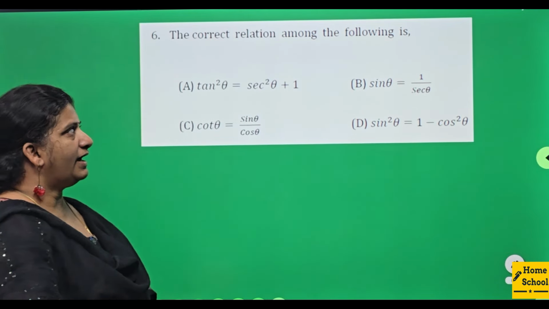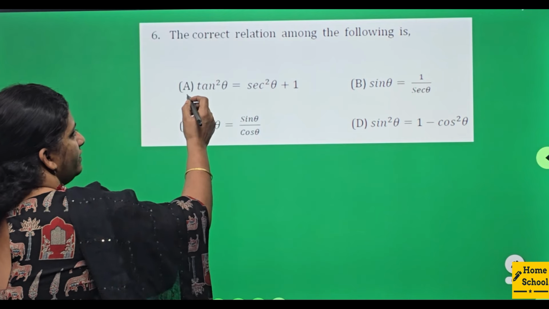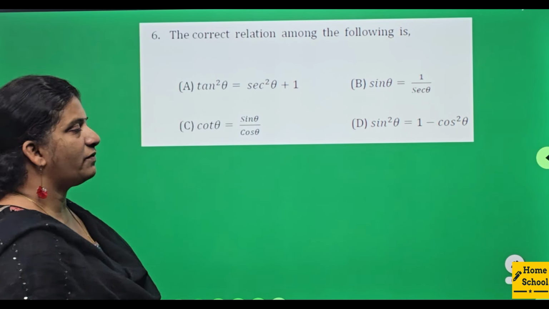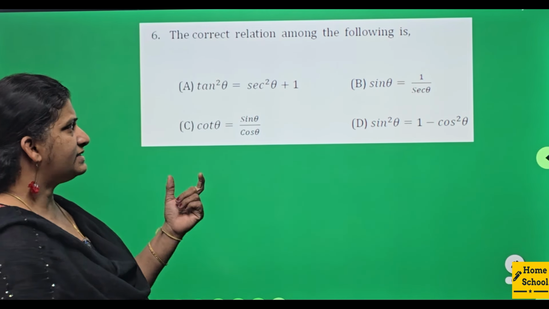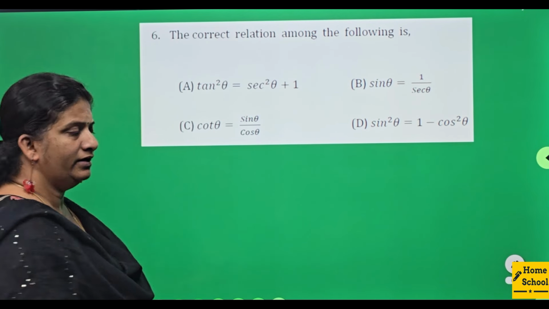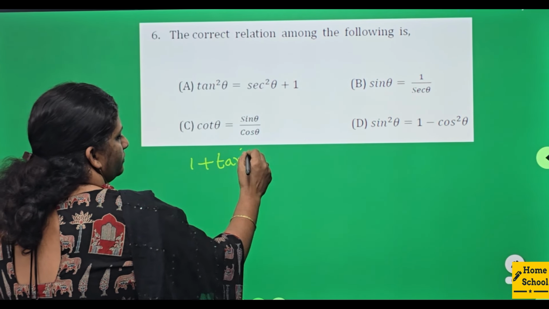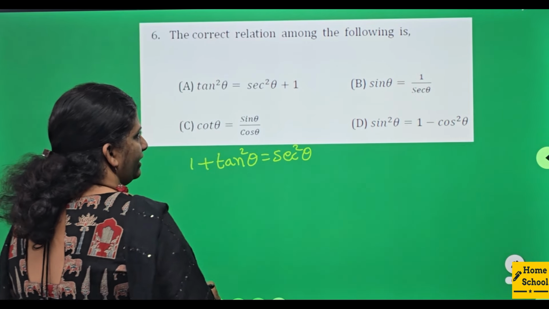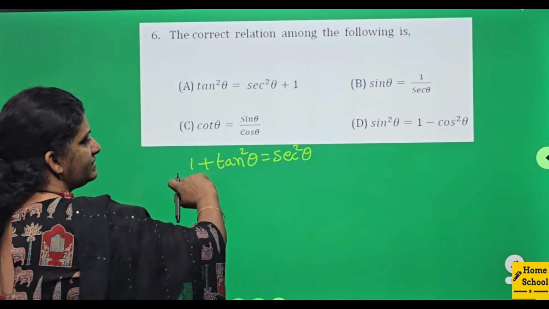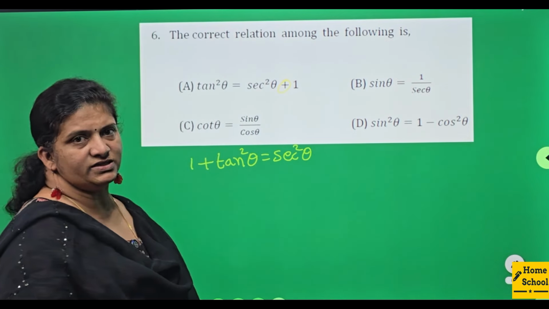Sixth one, the correct relation among the following is... Option A, tan square theta is equal to secant square theta plus 1. Is that the formula or identity? Check here. 1 plus tan square theta is equal to secant square theta. Tan square theta means secant square theta minus 1. So this option is wrong.